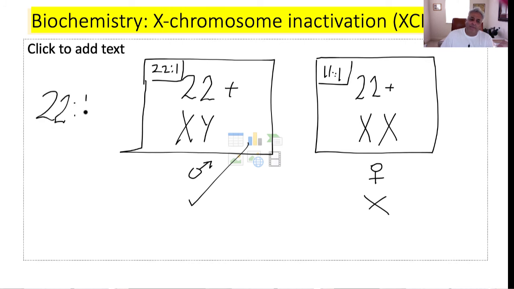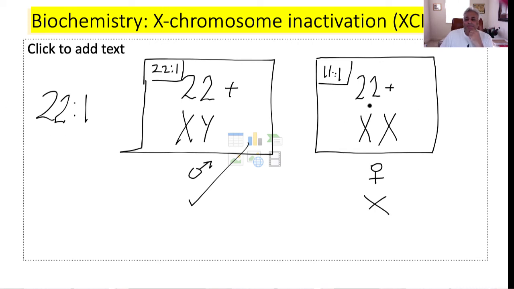So how do they do that? And the answer in humans is simple. Or is it? Well, it's straightforward. Either this X chromosome is turned off, or this one is turned off. You have to turn one of these two off. As soon as you turn one of these off, now your ratio goes back to this.